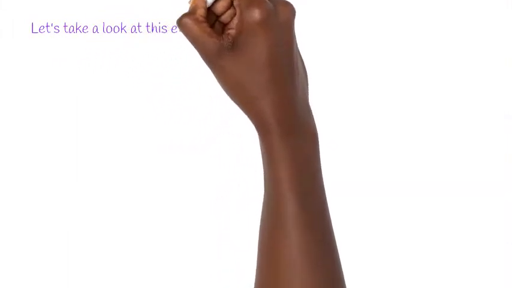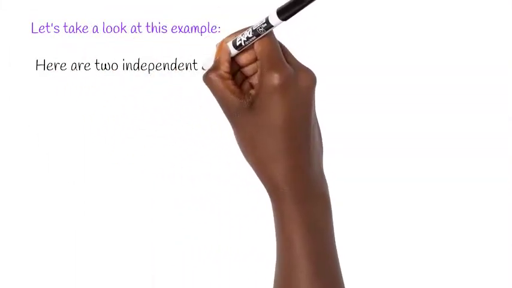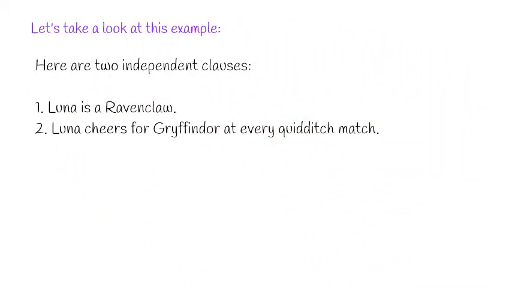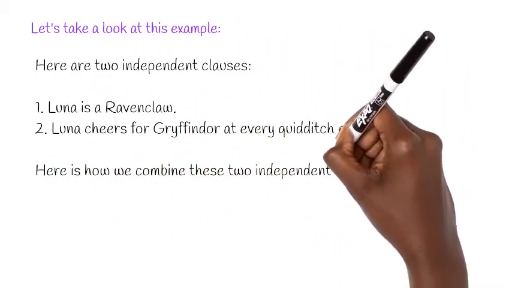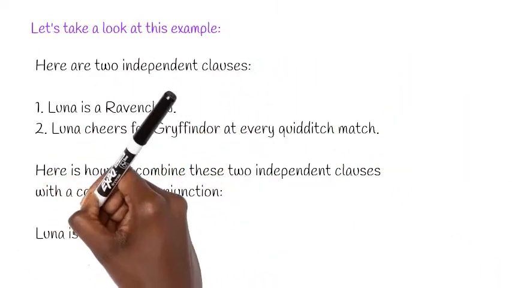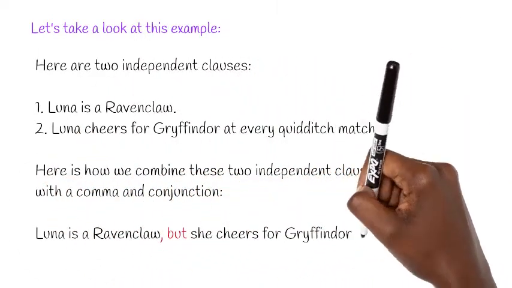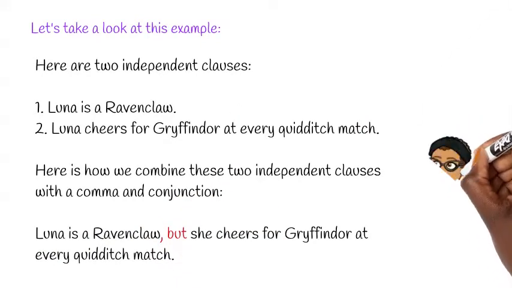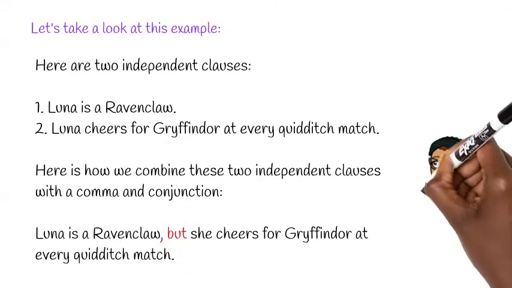Let's take a look at this example. Here are 2 independent clauses. 1. Luna is a Ravenclaw. 2. Luna cheers for Gryffindor at every Quidditch match. Here's how we combine these 2 independent clauses with a comma and conjunction. Luna is a Ravenclaw, comma, but she cheers for Gryffindor at every Quidditch match.